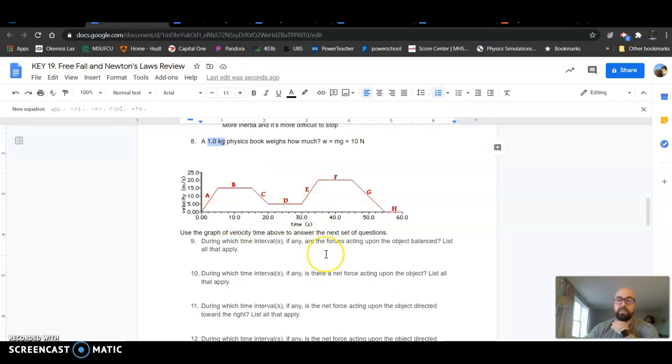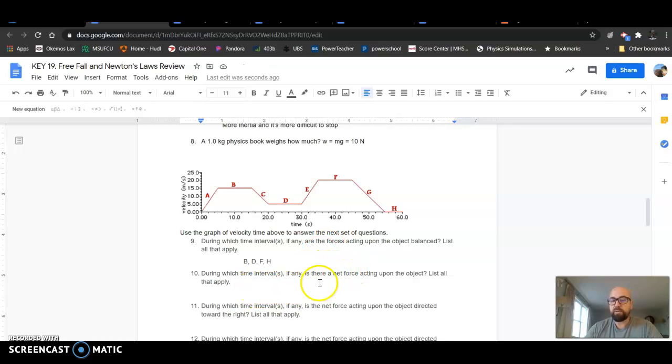This problem, which I really liked, was challenging. It shows the velocity over time here, but it's a great application of Newton's first and second law. So during which time intervals are forces acting on the object balanced? Balanced forces mean no acceleration. So that's any time we're at a constant velocity. So this is B, D, F, and H, because the velocity is constant, it's plateaued.